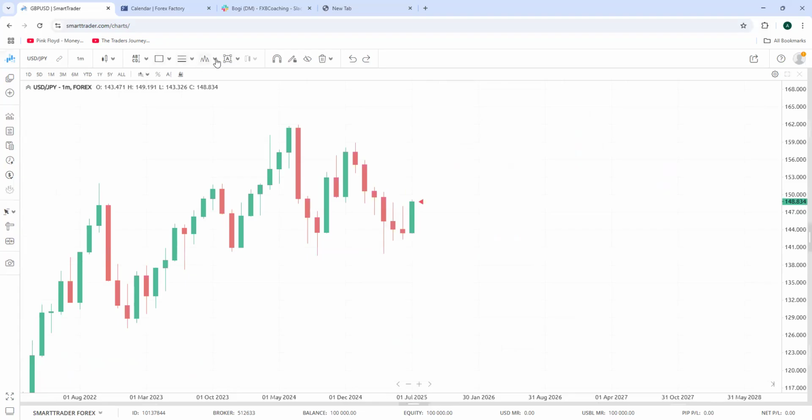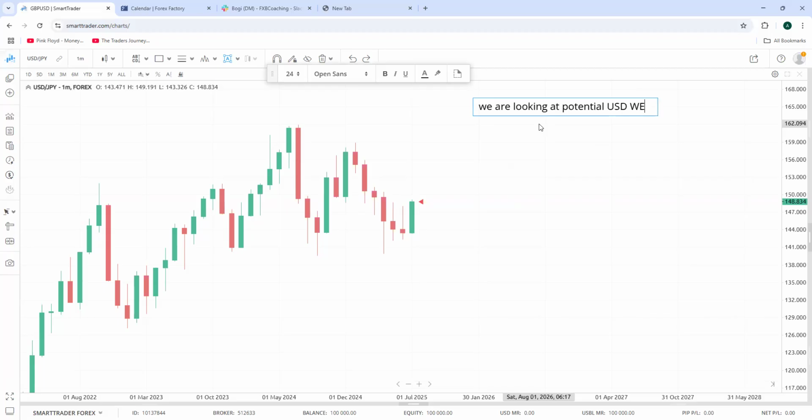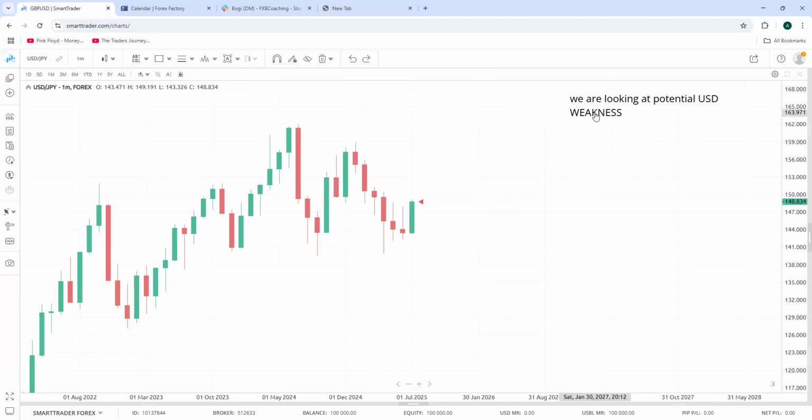So we've already said right now we are looking at potential USD weakness. And it doesn't matter if the JPY is generally weaker. Doesn't matter. We're looking for US weakness. So if we're going to get US weakness, we're looking for JPY strength. So if JPY needs to be strong, what are we looking at? Is it go down or up?